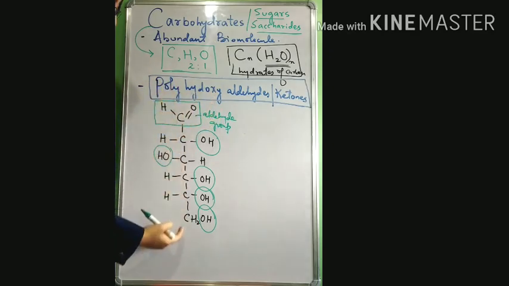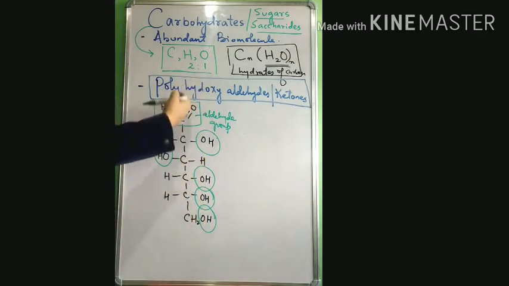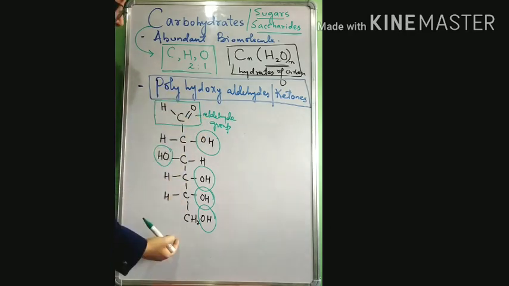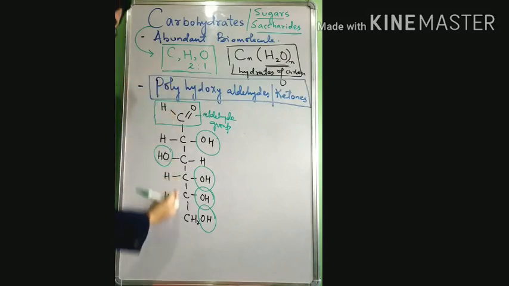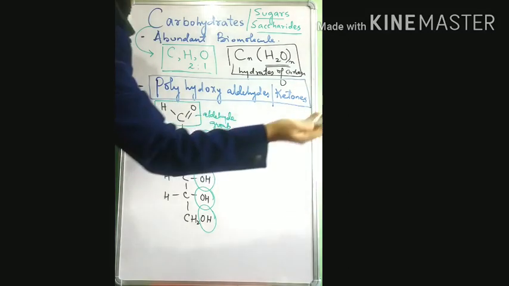So this is a compound having many hydroxyl groups, OH, OH, OH, OH, OH, and it's having which functional group? Aldehyde group. This compound is a polyhydroxyaldehyde. This is actually a carbohydrate. Similarly, let me give you one more example. I'll be drawing now like this.